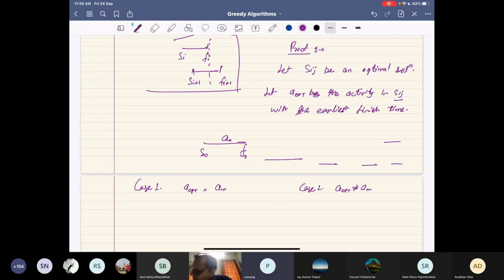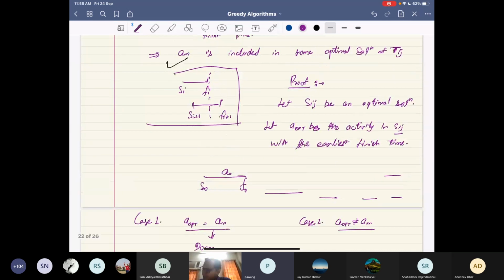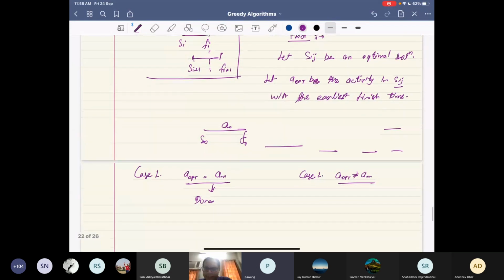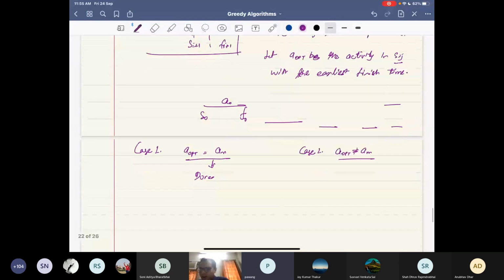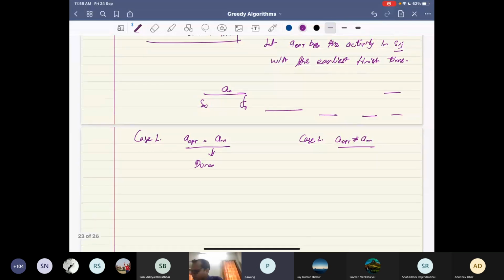Okay, so there are two possibilities. Either this is the same as AM or this is not the same as AM. If it is the same as AM, then what? My proof is done in this case, because I was saying AM is included in some optimal solution of Sij. Yes, if AOPT is the same as AM, done. The problem is if AOPT is not the same as AM, that is the generic case. In that case, what do I do now?